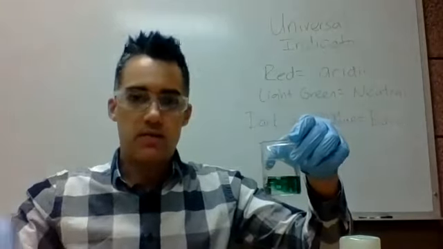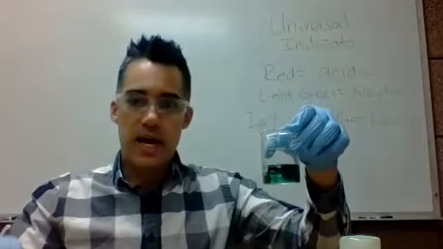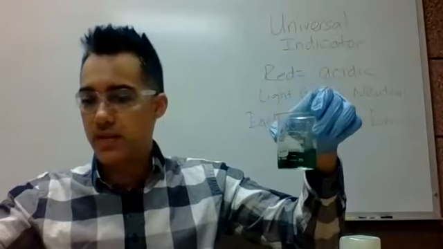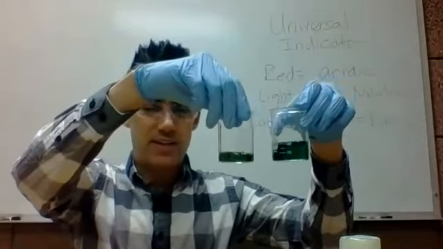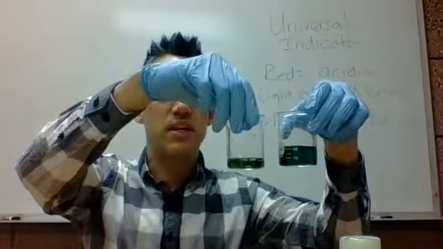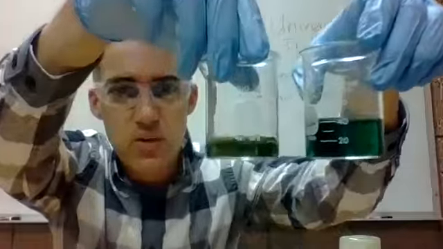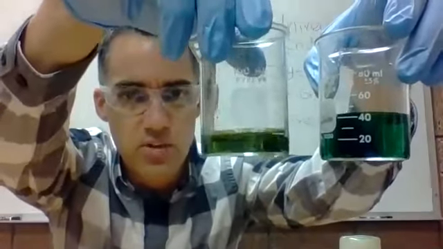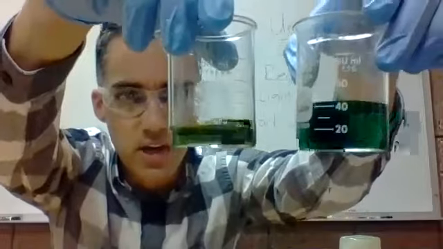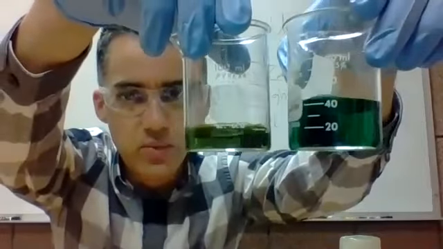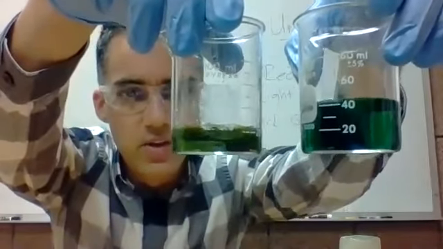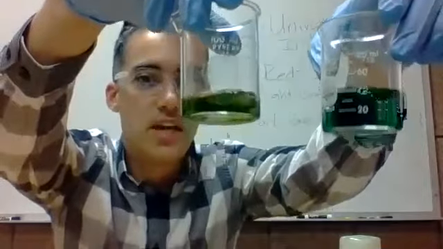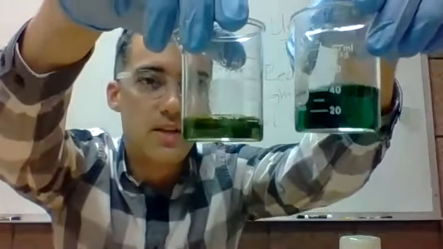Upon adding the universal indicator, what we see here is that it does turn a darker green color than what we saw in the case of our DI water. It's a little hard to actually see the difference. You can almost see it if I hold it really close to the camera. You can see this is the DI water, which is neutral, and that's that light green sort of color. And this is our sodium acetate solution, which is a darker green color. Because it has that darker green color, based on what we said regarding the universal indicator, this solution will be basic.